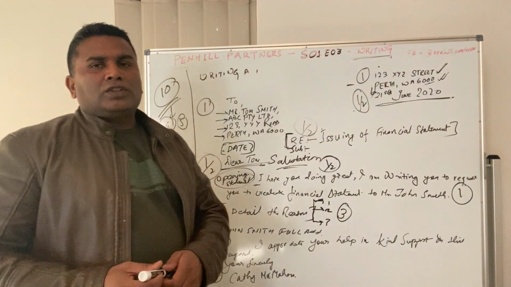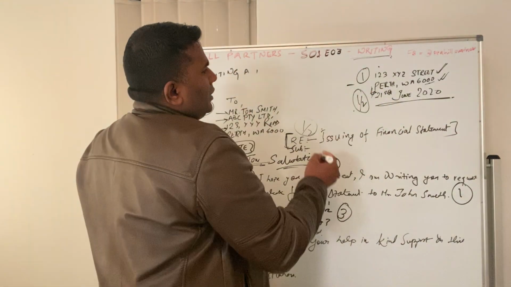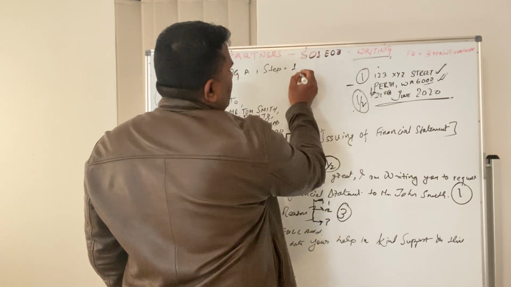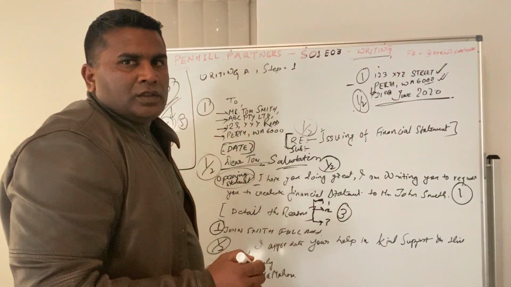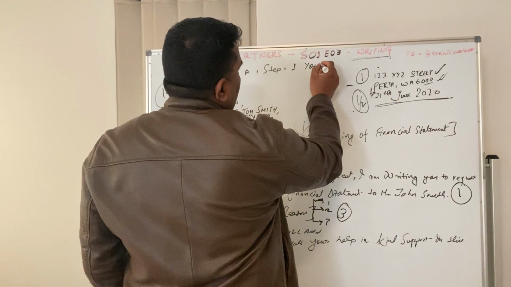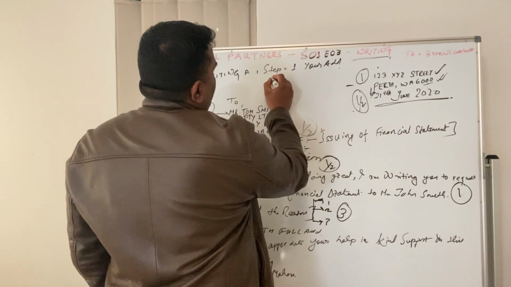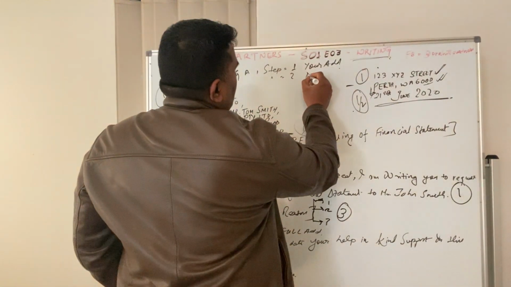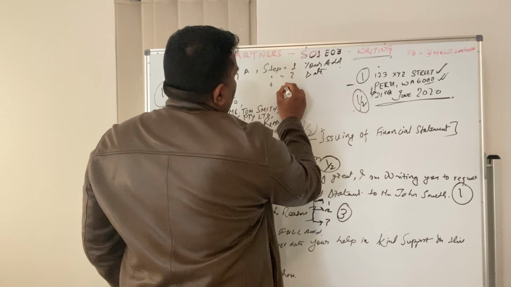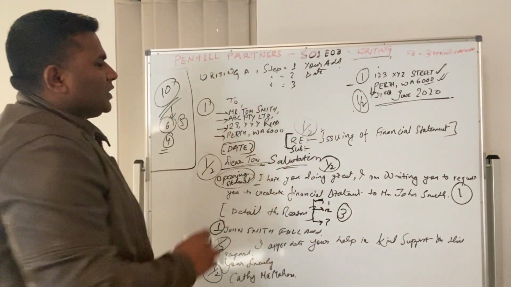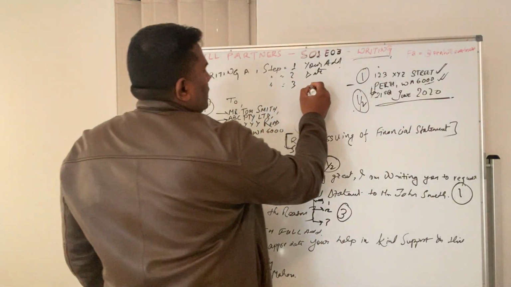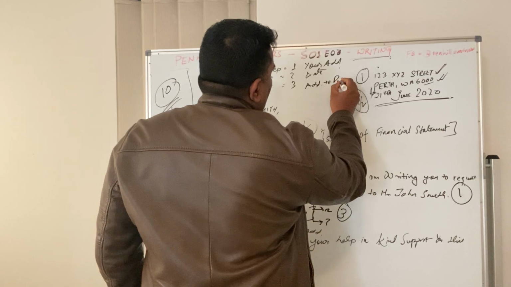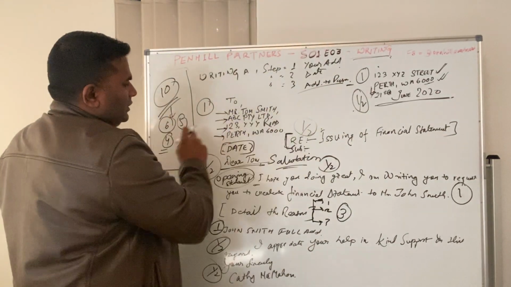So I'll tell you the first step in letter writing. Step 1 is write your address. Step 2 is the date. Step 3 is the person you're writing to, that is, the address of the person.